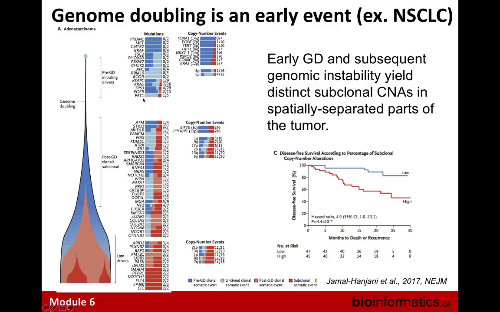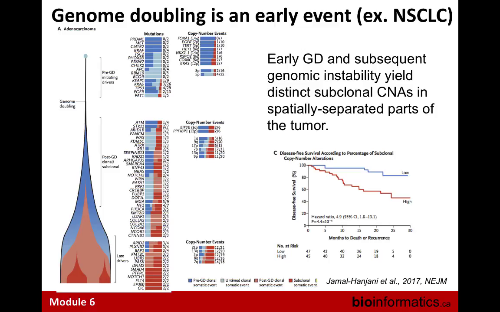Early genome doubling events were highly associated with the presence of subclonal events, right? So that's the idea that this really propagates genomic instability. So every cell is going to have a chance for something else happening. And you see lots of these subclonal events. And here on the right, we see this survival plot where you can appreciate that those patients with lots of subclonal heterogeneity actually do a lot worse in terms of disease outcome compared to those patients that have a more bland genome. So it's a clinically relevant aspect of the biology of these tumors.